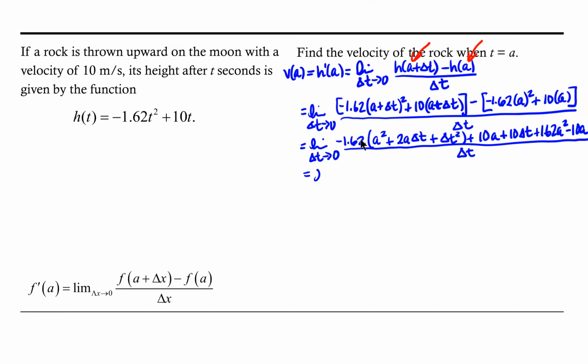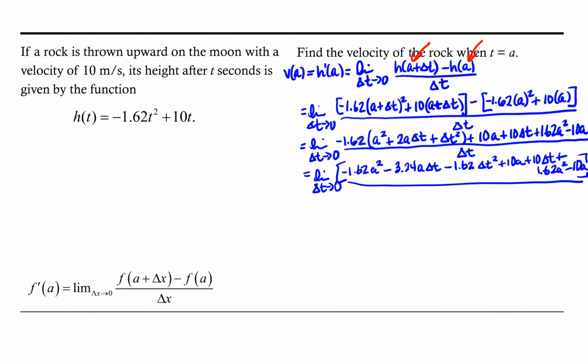Now let's go ahead and distribute our negative 1.62 coefficient here. So we have the limit as delta t goes to 0 of negative 1.62A squared minus 3.24A times delta t minus 1.62 delta t squared plus 10A plus 10 delta t plus 1.62A squared minus 10A, that whole expression over delta t.